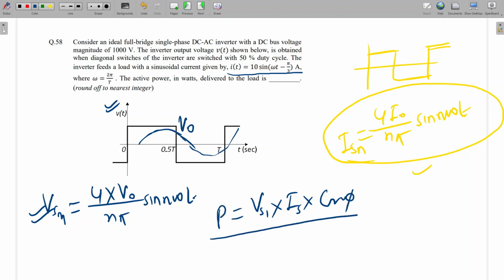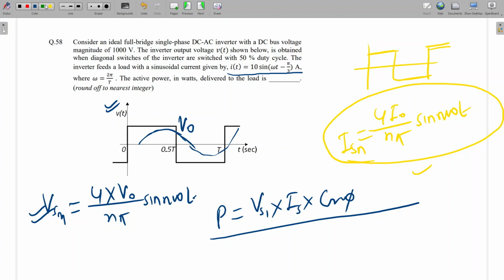Why fundamental only? Because only that frequency will contribute to the power. For the remaining frequencies, if you do the averaging, the power will be 0. Is it clear? I explained that in the first class. When we multiply components of the same frequency, only then will average power happen. Is it clear? Otherwise I will explain again. Yes, sir. Clear, sir.